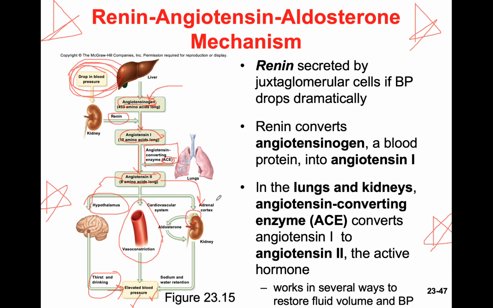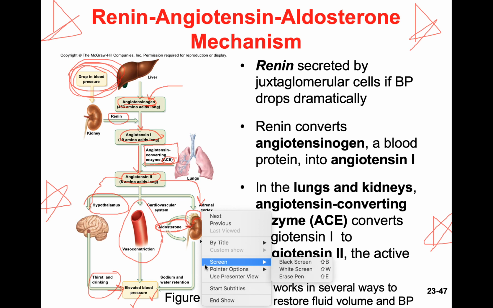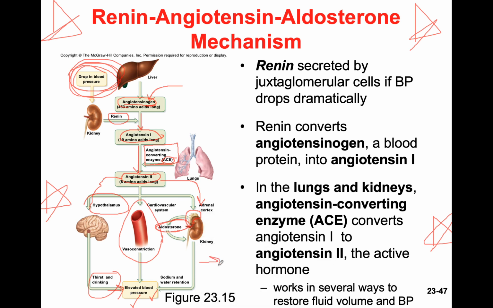Angiotensin 2 tells the adrenal gland to produce aldosterone. You learned about this in one of the previous PowerPoint chunks. The job of aldosterone is to retain sodium in your body. If you retain sodium in your body, let's put a sodium here. Who else is going to follow that sodium?